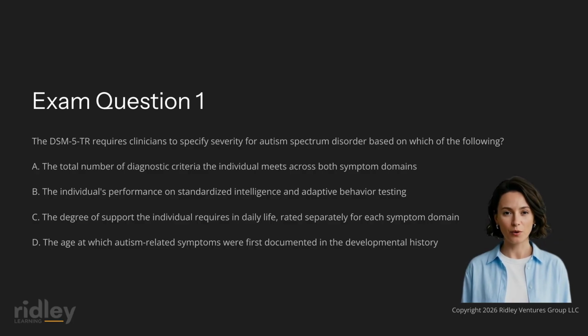Level 1 requires support. Level 2 requires substantial support. Level 3 requires very substantial support. The DSM-5-TR explicitly discourages imprecise functioning descriptors such as high functioning and low functioning.